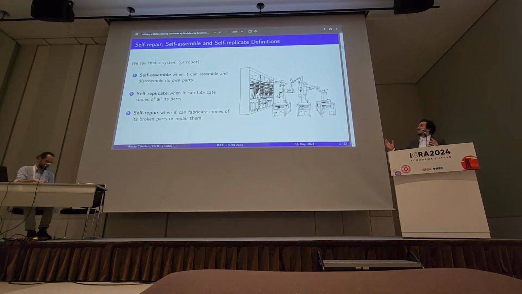So, motivation. First, I start with some definitions. We say that a system or a robot can self-assemble when it can assemble and disassemble its own parts. It can self-replicate when it can fabricate copies of all its parts. It can self-repair, which is the one we care the most about here, when it can fabricate copies of its broken parts or can repair them. We focus mostly on kinematic self-repairing, so actual physical machines.